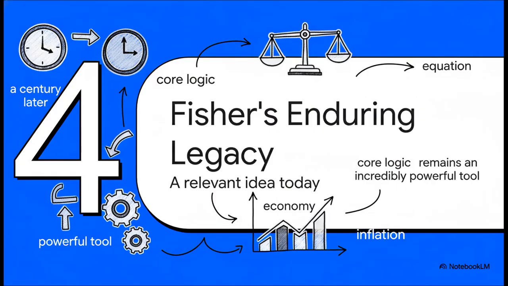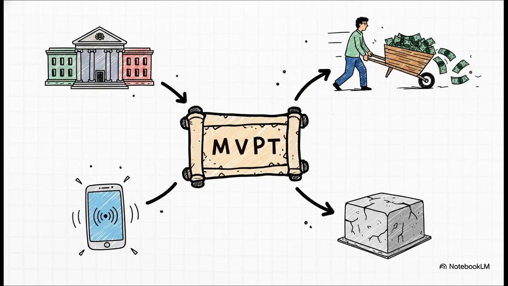So, if the assumptions are a bit shaky, if the real world is so messy, why on earth are we still talking about this equation 100 years later? Well, it's because even with its simplicity, the core logic of MVPT is still an incredibly powerful way to think about how an economy works. I mean, this equation is basically the DNA of modern monetary policy.